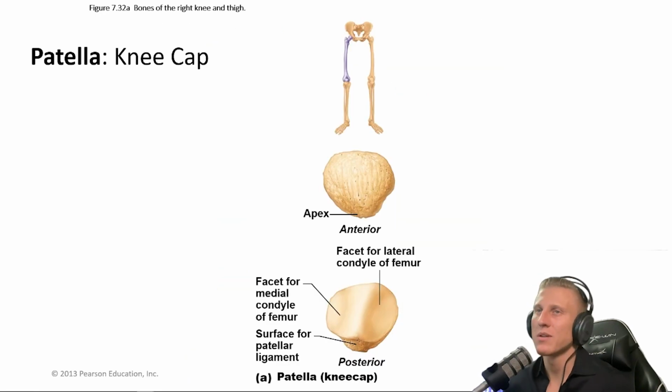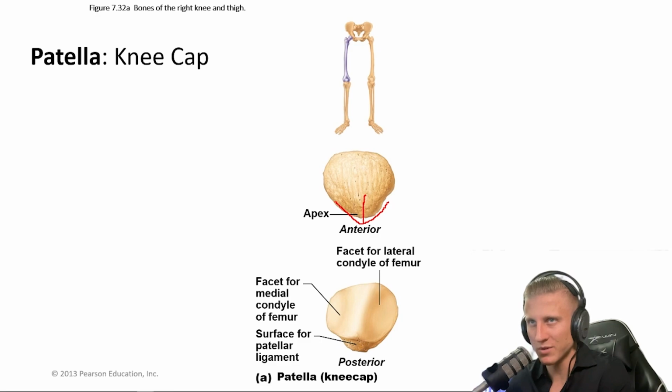Patella, kneecap. Not going to spend too much time with these things. The patella is kind of an annoying little bone to orient. The best advice I can give with this is that the apex, okay, the more pointy bit, is pointed downwards. All right, just remember that. Pointy bit is pointed downwards.